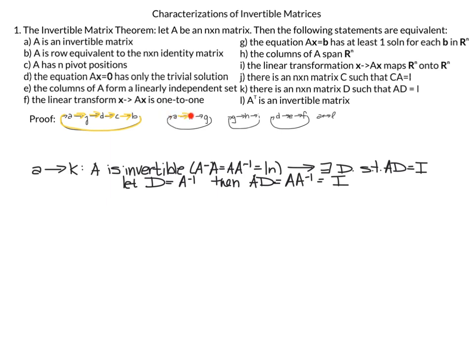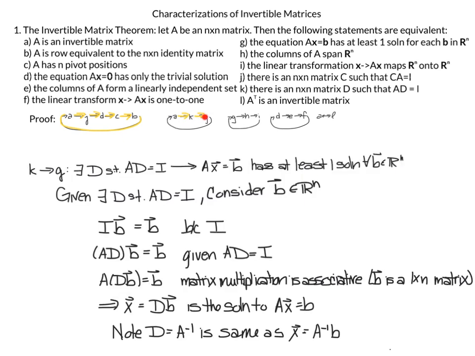Now we are on this next circle where A implies K. That is, A is an invertible matrix means there is an n by n matrix D such that AD equals I. So we have A is invertible, and that means we have A inverse times A equals A times A inverse, which is equal to I. That implies there exists D such that AD equals I. Well, this one's easy. Let D equal A inverse. Then AD is equal to A times A inverse, which is equal to I.